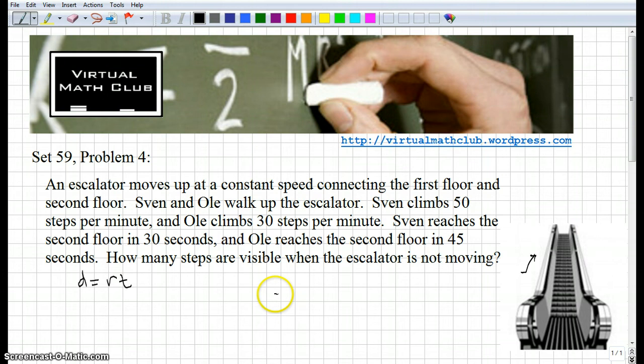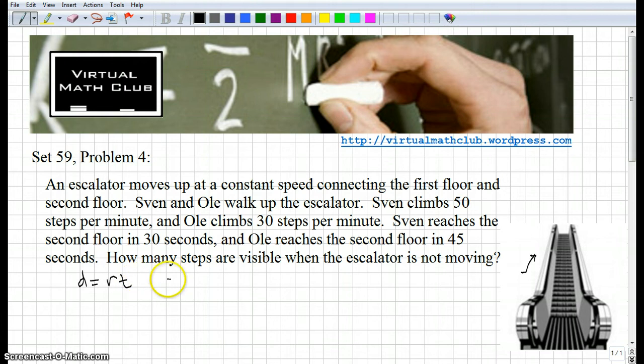So when Sven and Oli climb this escalator, their rate, here Sven is 50 steps per minute, is boosted by the rate of the escalator. Relative to the escalator, he's walking at 50 steps per minute, but then the steps are moving up at a certain rate. One of the things that might throw you, oftentimes when we do distance, rate, and time problems, we're working with distance in some measurement like inches or feet or meters or centimeters.